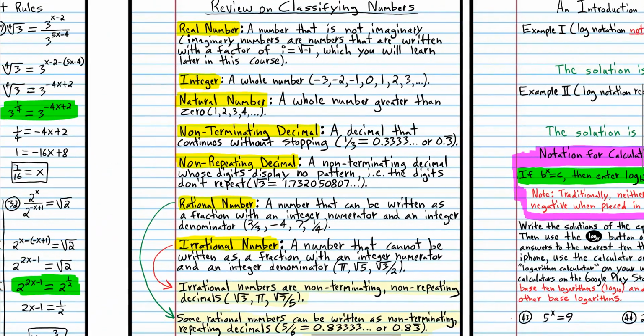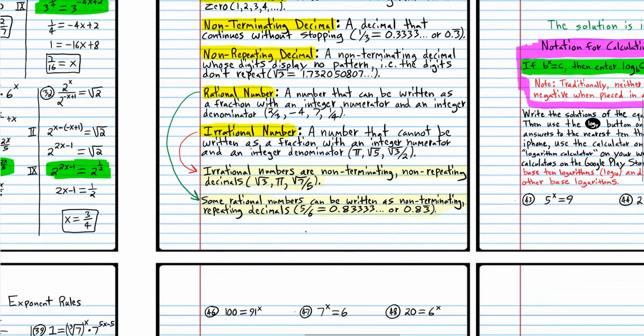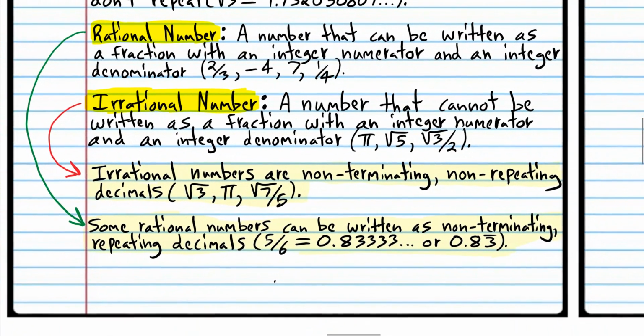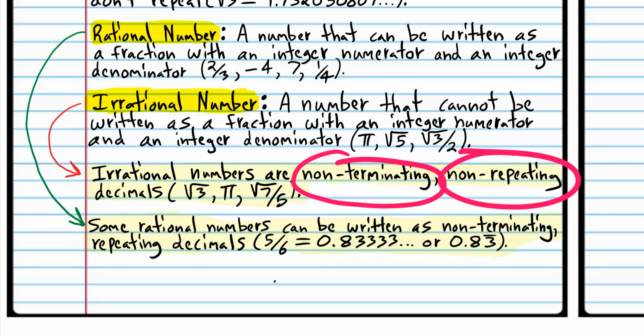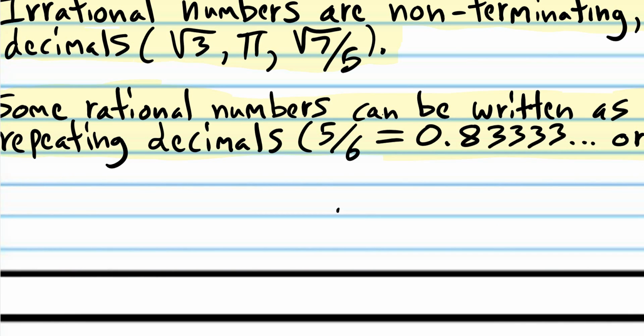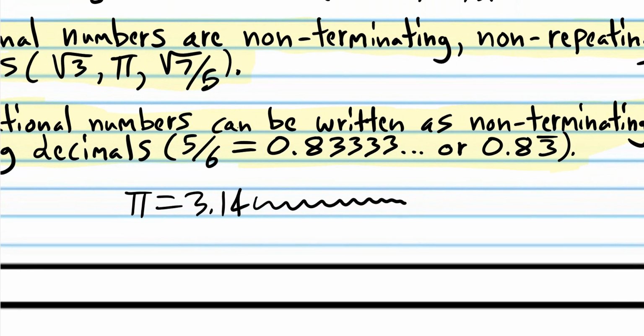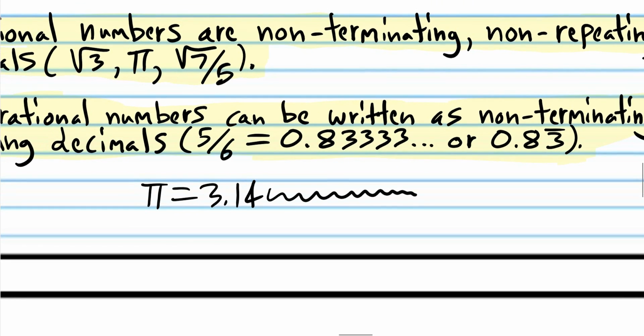Now we're going to review classifying numbers. We classified numbers previously in this course. We're not really going to review this stuff much. We're just going to review irrational numbers. An irrational number is a non-terminating, non-repeating decimal. So pi is an example of that. If you write pi in decimal form, it would be 3.14, and it would never stop. It would keep going on and on and on. That means it's non-terminating. It doesn't stop. But there's also no pattern to these numbers.